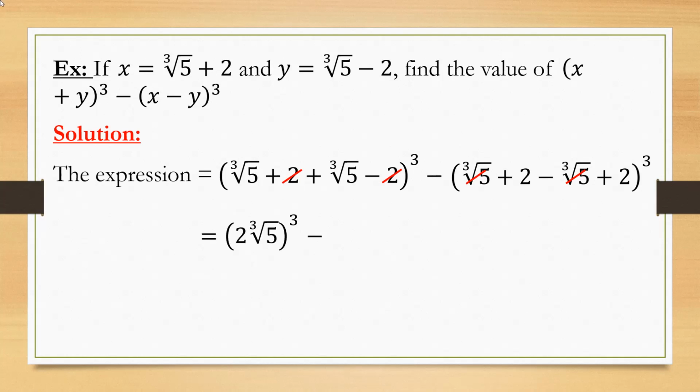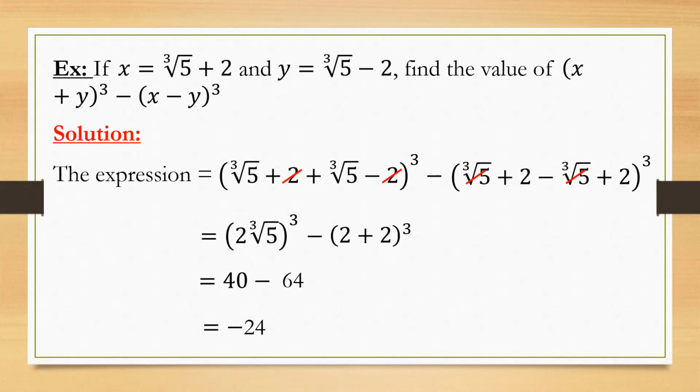I'll put here I have 1 and here 1. 1 plus 1 equals 2. I'll put cubic root 5 all power 3, because 2 cancelled with negative 2. In another bracket, I have here cubic root 5 cancelled with negative cubic root 5. So I can add 2 plus 2 equal 4, all power 3. So the answer here will be 40. This bracket will be 40 minus this 4 power 3, which will be 64, and take the difference between them. So the answer will be negative 24.